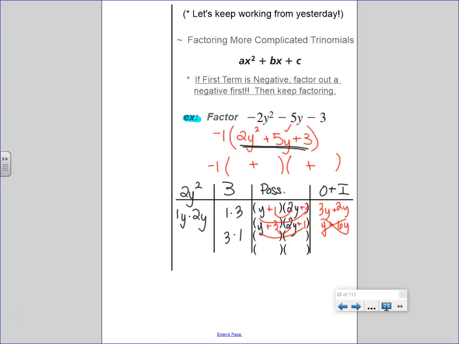What do I put in these parentheses? Well, you have the y. The one that wins, right? So y plus 1 and 2y plus 3. Now pause. It takes time.